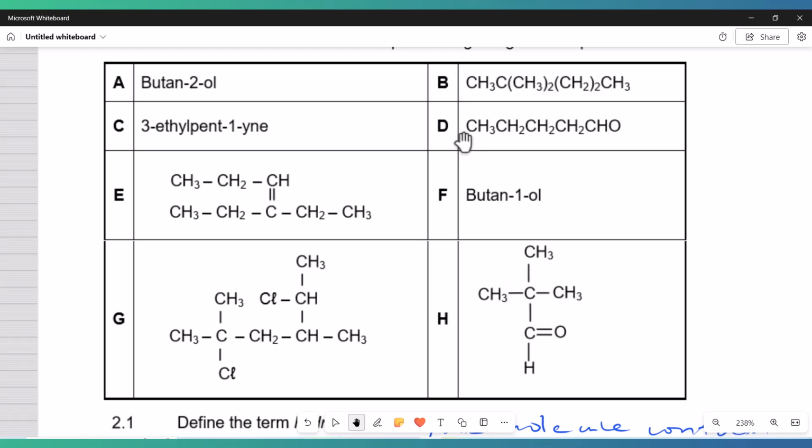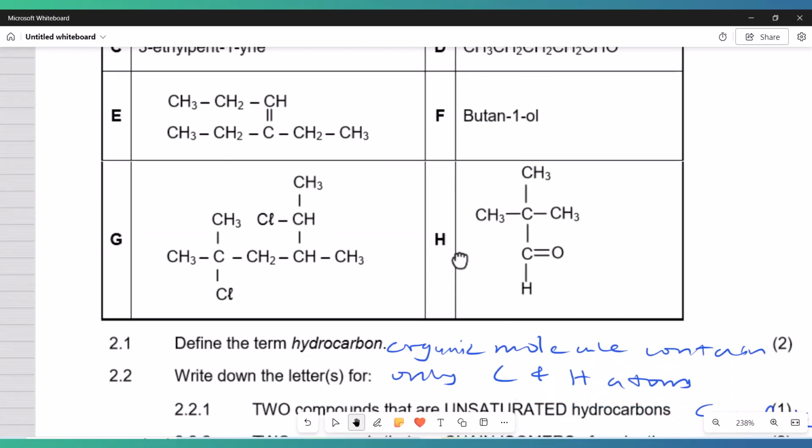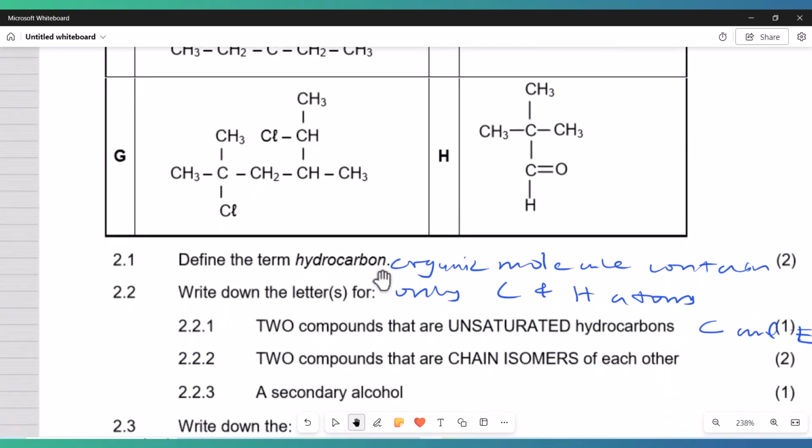So compound D and compound H, they are chain isomers because they've got different types of chain. For example, here, the main chain has got 3 carbon atoms. What about here? They have 5 carbon atoms. And they have got the same molecular formula. So these are called chain isomers. So in this case, our answer is D and H.